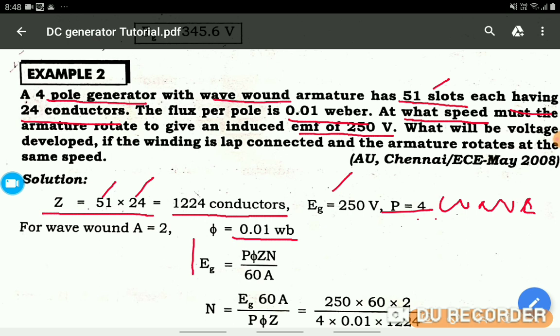We know the formula behind the EMF equation: Eg equal to P phi Z N by 60A. What is the required thing? It is N. So we simply rearrange, where N is equal to Eg into 60A divided by P phi Z.